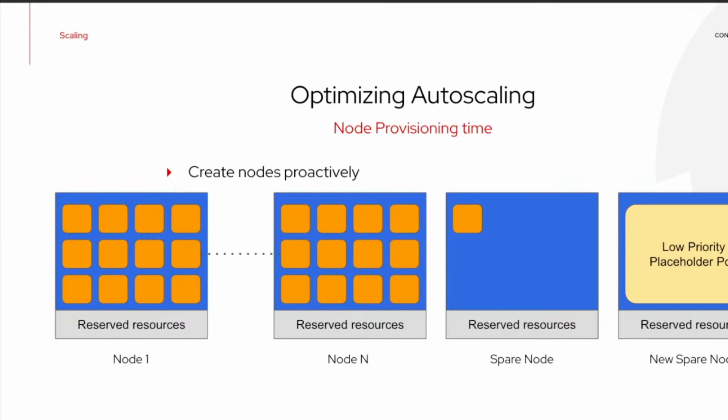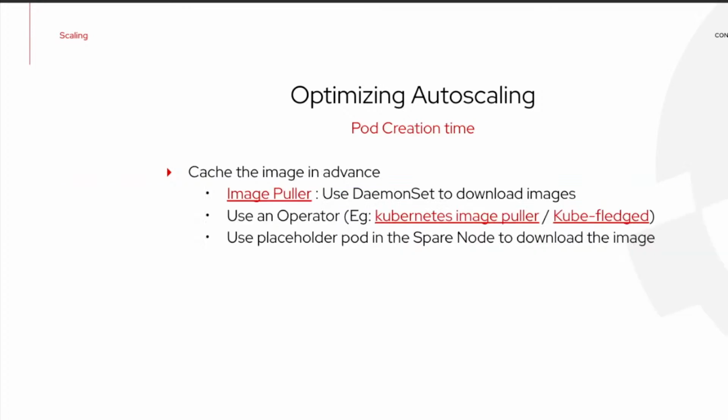Pod priority indicates the importance of the pod relative to other pods. When a pod cannot be scheduled, the scheduler tries to evict the low priority pods to schedule the pending pods. You can configure pod priorities in your cluster with a pod priority class. So this is the third option that you can try, and we are proposing this one. There are some workarounds that you can use to optimize node provisioning timing. And the next one is pod creation time.